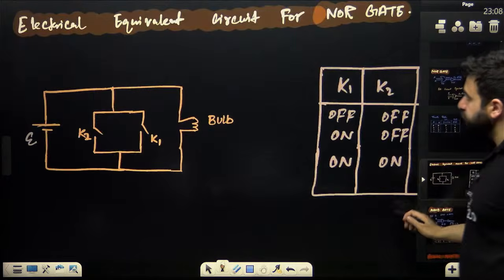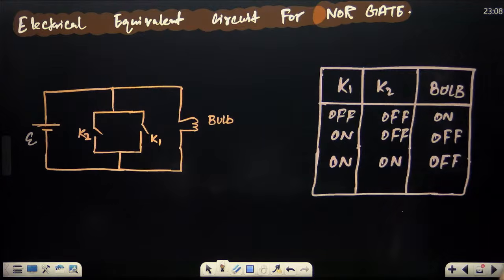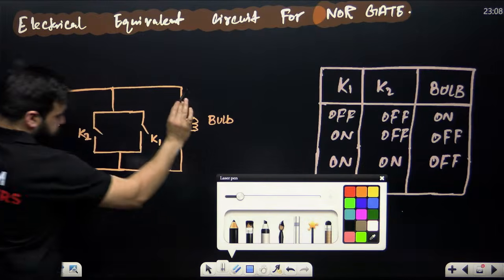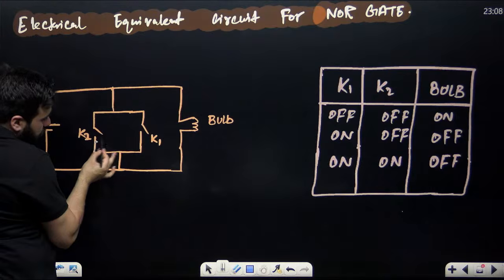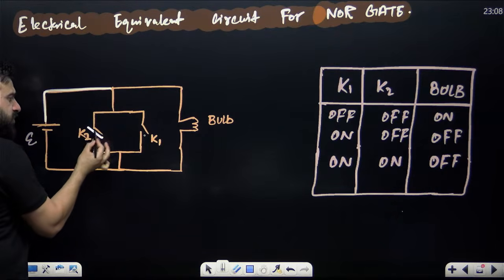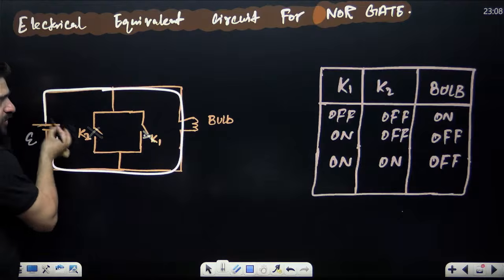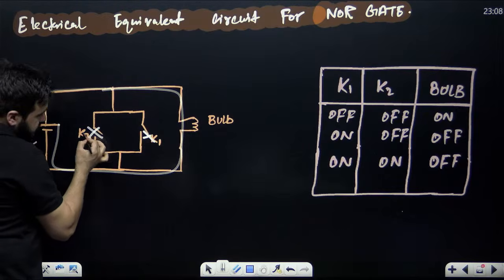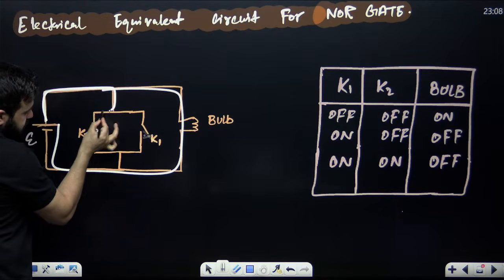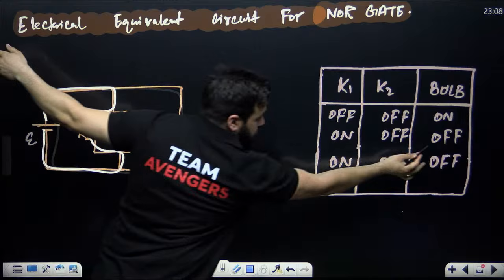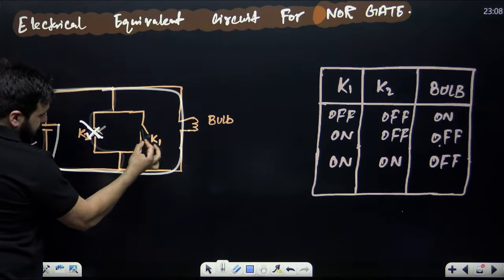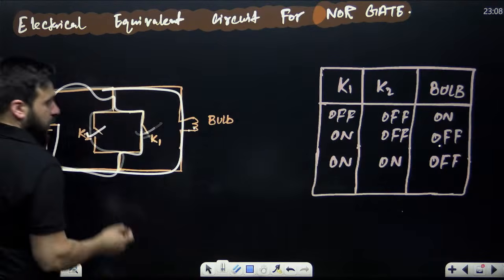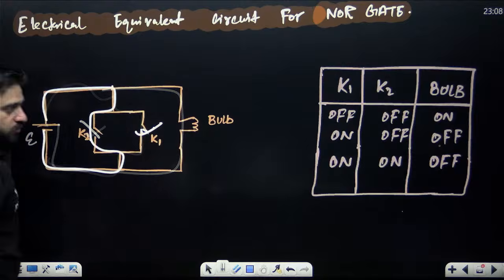Okay. Now, this is the electrical circuit, equivalent circuit of NOR gate. Now see, in this particular case, this is the battery. Now guys, if you keep this off, current can still flow through this path, bulb will remain on. Let's suppose if you keep this as on, now current will prefer this less resistance path, bulb remains off. If you keep both on, still bulb remains off.